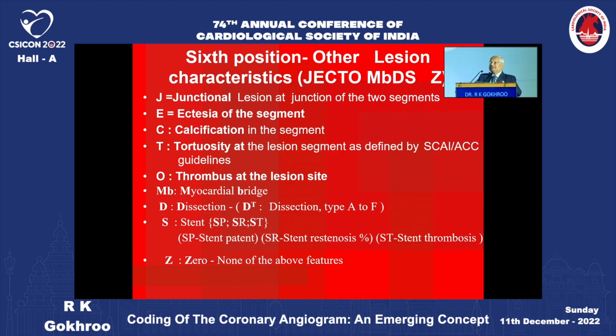In the sixth position comes the lesion characteristic: whether the lesion is situated at the junction of these segments, or the segment is ectatic, or the segment has calcification, whether the segment has tortuosity, whether the lesion has associated thrombus, or there is a myocardial bridge, or dissection is present, or a stent is present, whether the stent is patent, restenosis, or thrombus. If none of the features are present, we have coded 0. And this is put in a bracket to specify that yes, we have considered all these 6, 7 features.